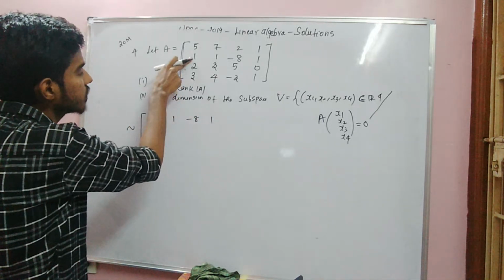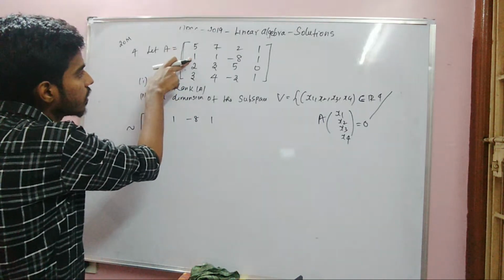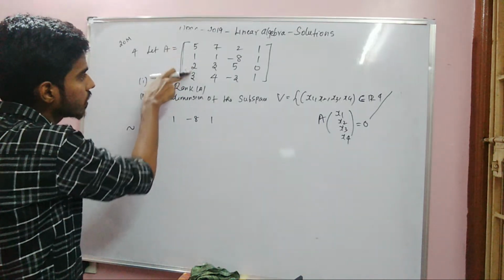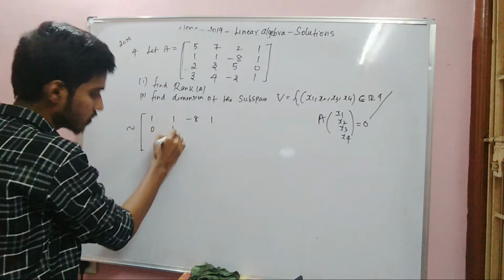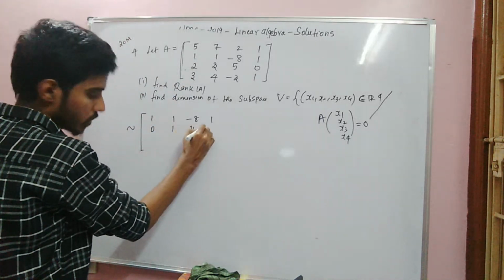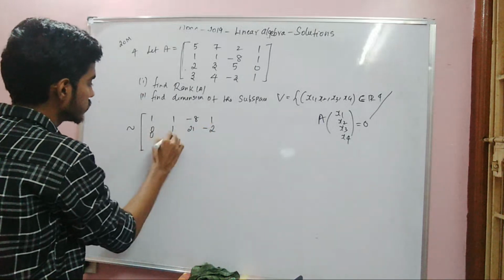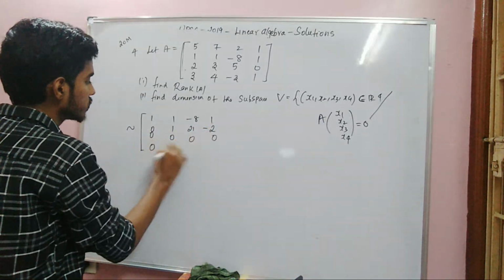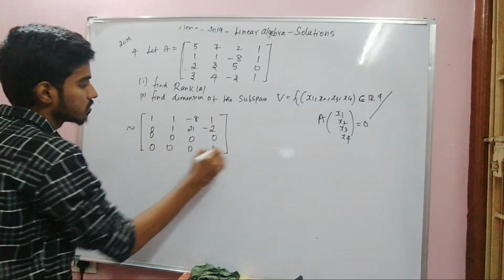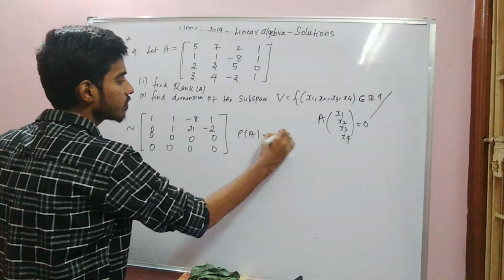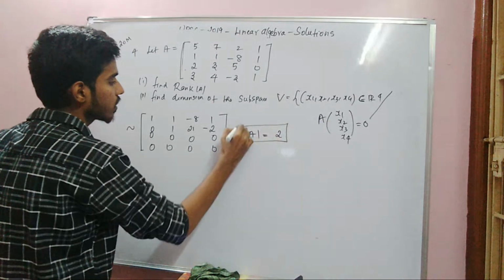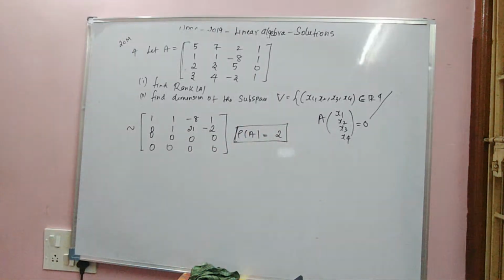So I am first changing R1 and R2, and then I am making transformations on R2, R3, R4. So you get this matrix 0 1 2 1, minus 2 0 0 0, 0 0 0. So what is the rank for this? The rank of A is the total number of non-zero rows, therefore the rank of this matrix is equal to 2, right.